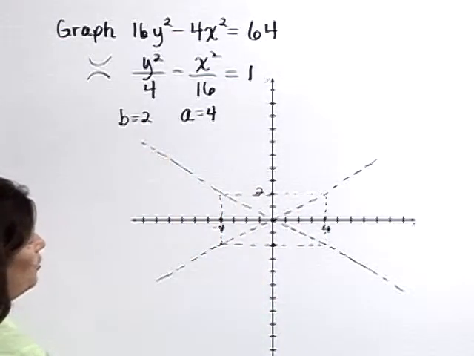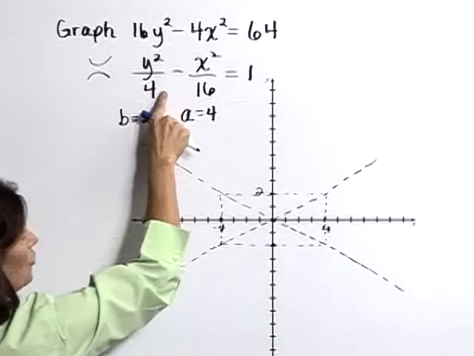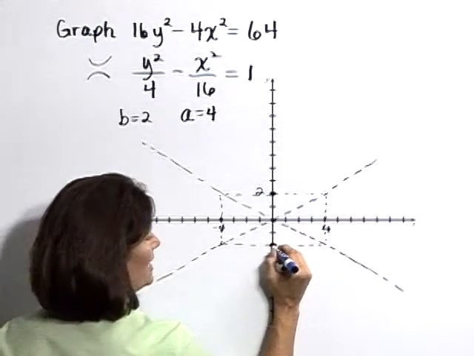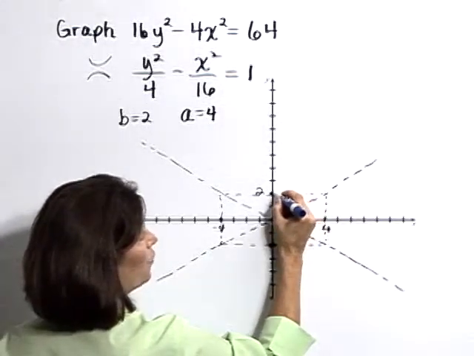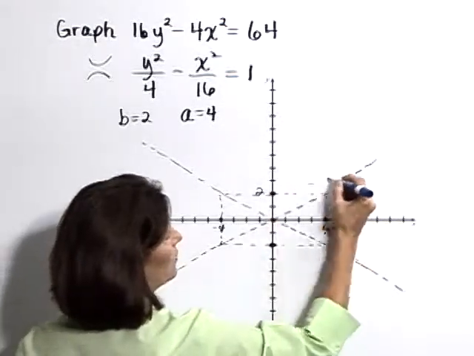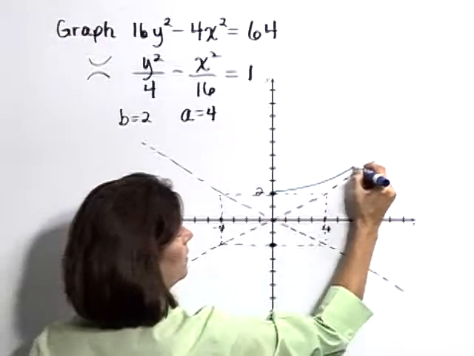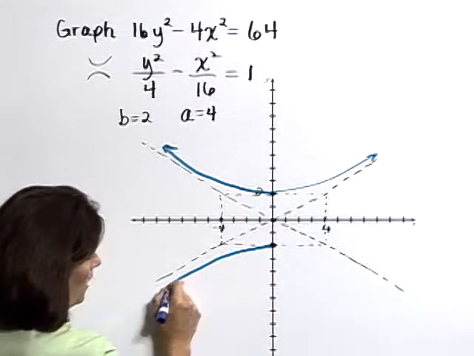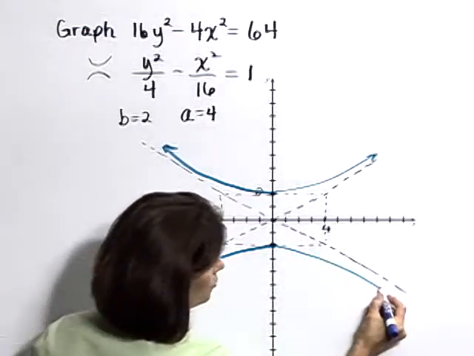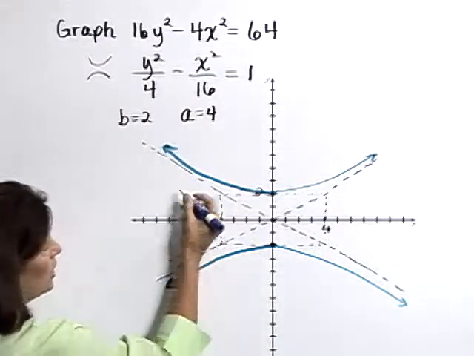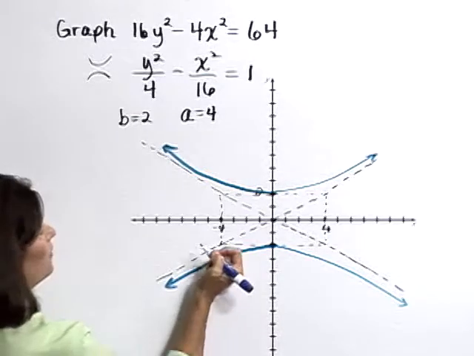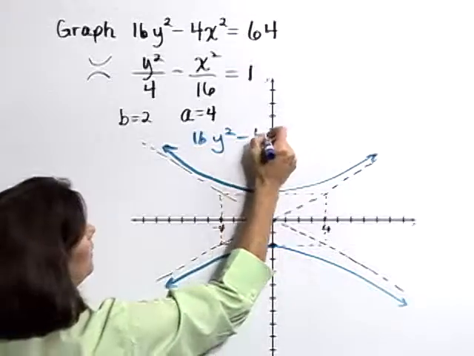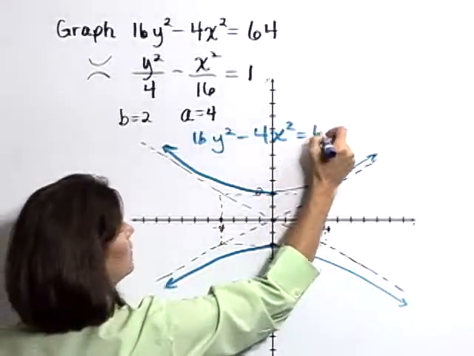Now, I mentioned that this hyperbola opens up and down because our y squared term comes first, it's positive. The vertices of this hyperbola are right here on the reference rectangle. Now extend those wings so that they approach these asymptotes. Same down below, extend the wings of that hyperbola to approach the asymptotes. Here you see in blue a sketch of the hyperbola, 16y squared minus 4x squared is equal to 64.